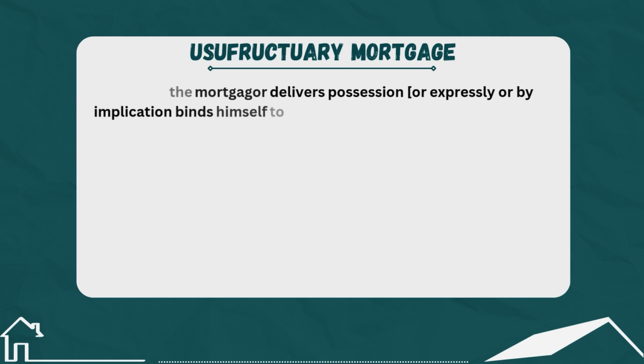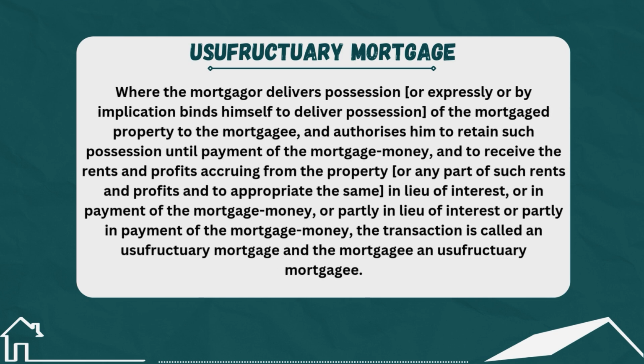Another kind of mortgage is usufructuary mortgage, where the mortgager delivers possession, or expressly or by implication binds himself to deliver possession, of the mortgage property to the mortgagee and authorizes him to retain such possession until payment of the mortgage money and to receive the rents and profits accruing from the property or any part of such rents and profits and to appropriate the same in lieu of interest, or in payment of the mortgage money, or partly in lieu of interest or partly in payment of the mortgage money. The transaction is called an usufructuary mortgage and the mortgagee an usufructuary mortgagee.